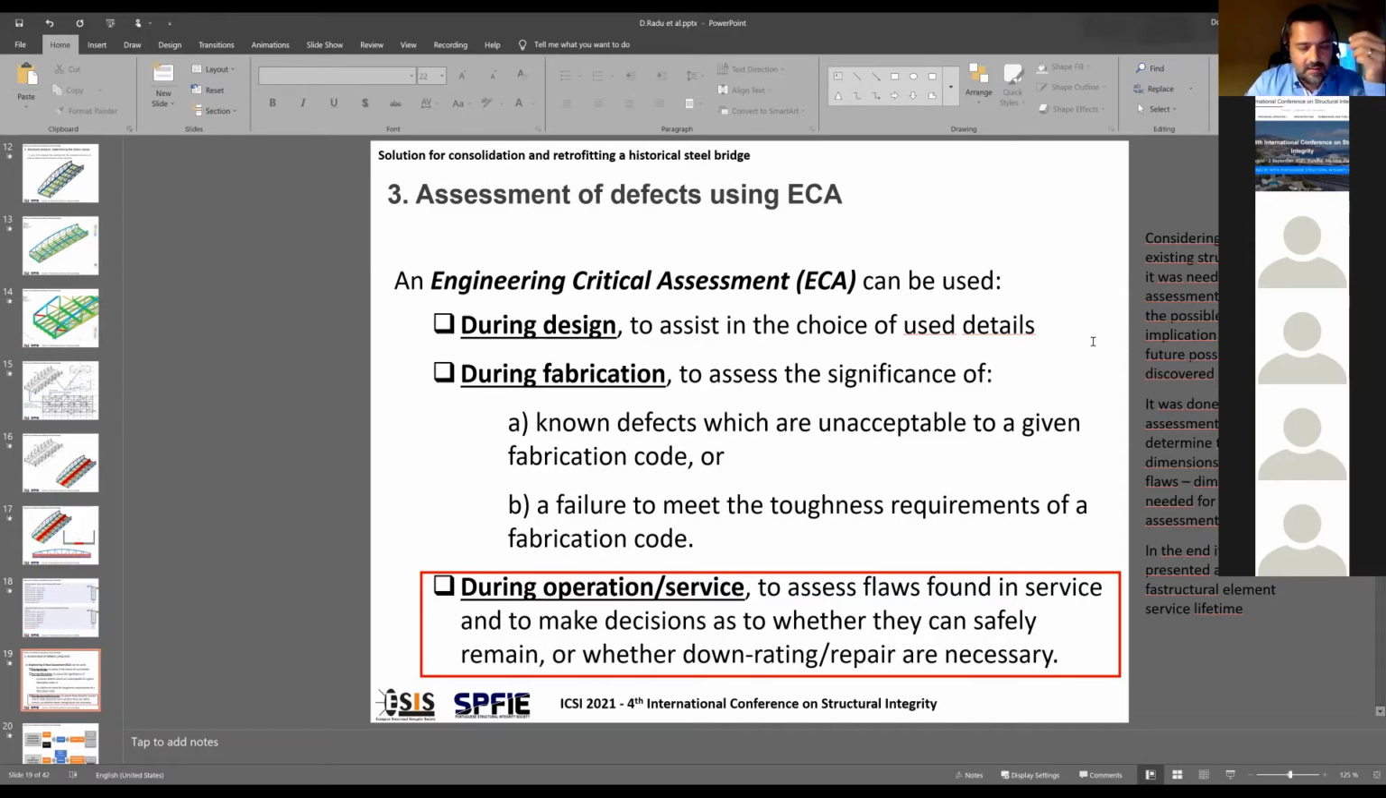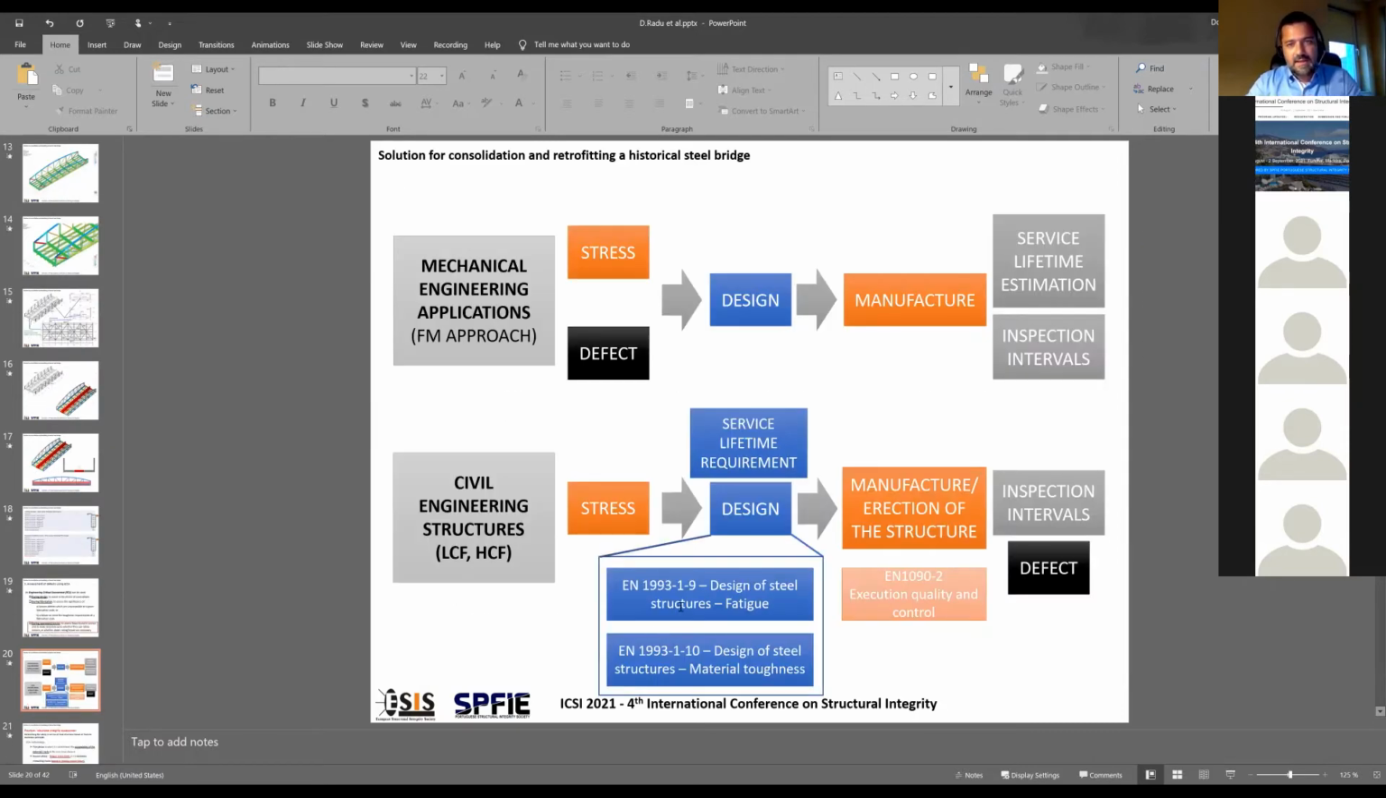that needed to be done, as I said, considering the existing structure. So in our research, of course, it's regarding the operation in service, in order to assess the flaws found in service and to make the decision whether it is needed to repair or if it's safe to remain like this.